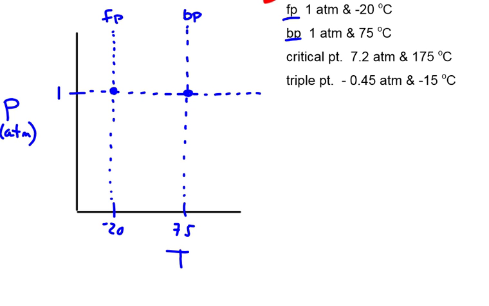Right, so they both intercept the 1 ATM. Today, I didn't talk about it a lot, it's hard to understand, and if you don't see it, you're not gonna get it regardless. A critical point: after the critical point, you can't tell the difference between a liquid and a gas. You literally can't distinguish anymore.